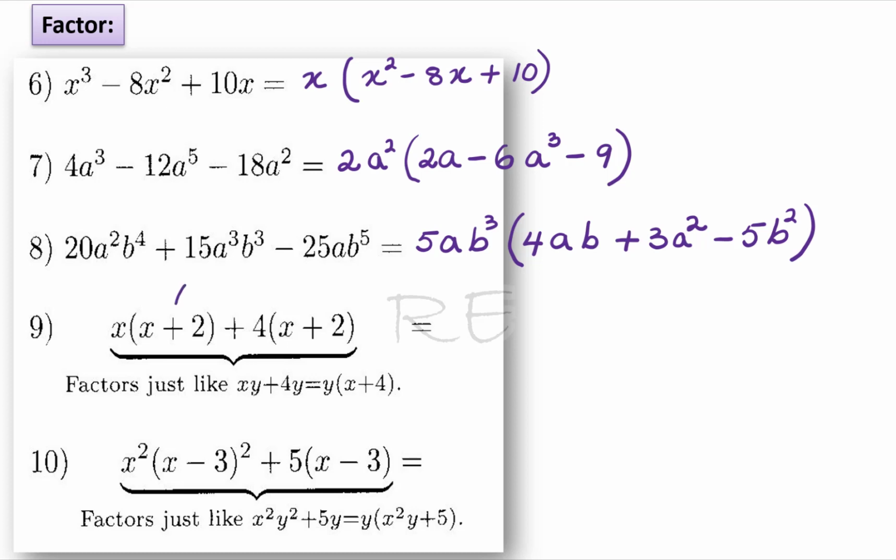The greatest common factor will be x plus 2. So we factor out x plus 2. And we are left with x plus 4.